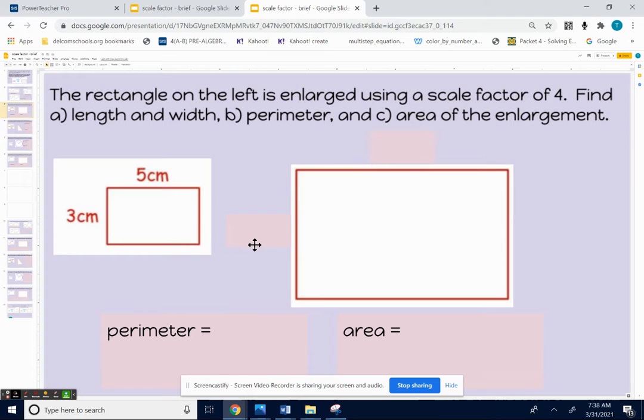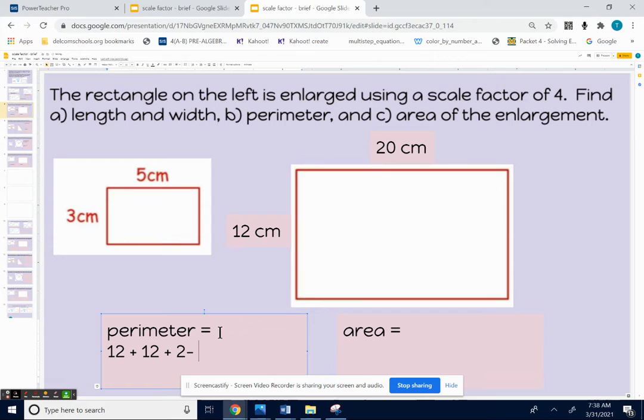So 3 times 4 would be 12 centimeters. 5 times 4 would be 20 centimeters. And from there, I can find the perimeter and area of this new shape. The perimeter: I'm going to add all 4 sides up. 12 and 12 and 20 and 20. Let's see, 20 and 20 is 40. The 12s make 24, so 64 centimeters would be the perimeter.